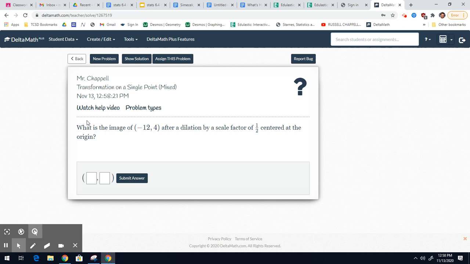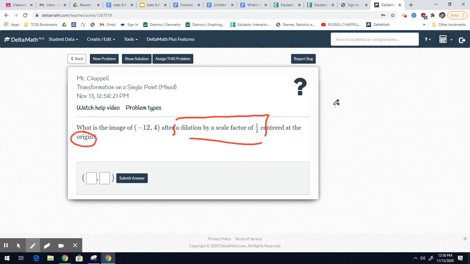Let's do another one of these because they're quick. All right, so this one says, what is the image of -12, 4 after a dilation by a scale factor of 1/2 centered at the origin? So again, what happens with dilations? Your x comma y turns into n times x and n times y. You just take your numbers and multiply them by the scale factor. So we're going to take -12 and times it by 1/2, and we're going to take 4 and times it by 1/2. And that'll give us our new point of -6, 2.